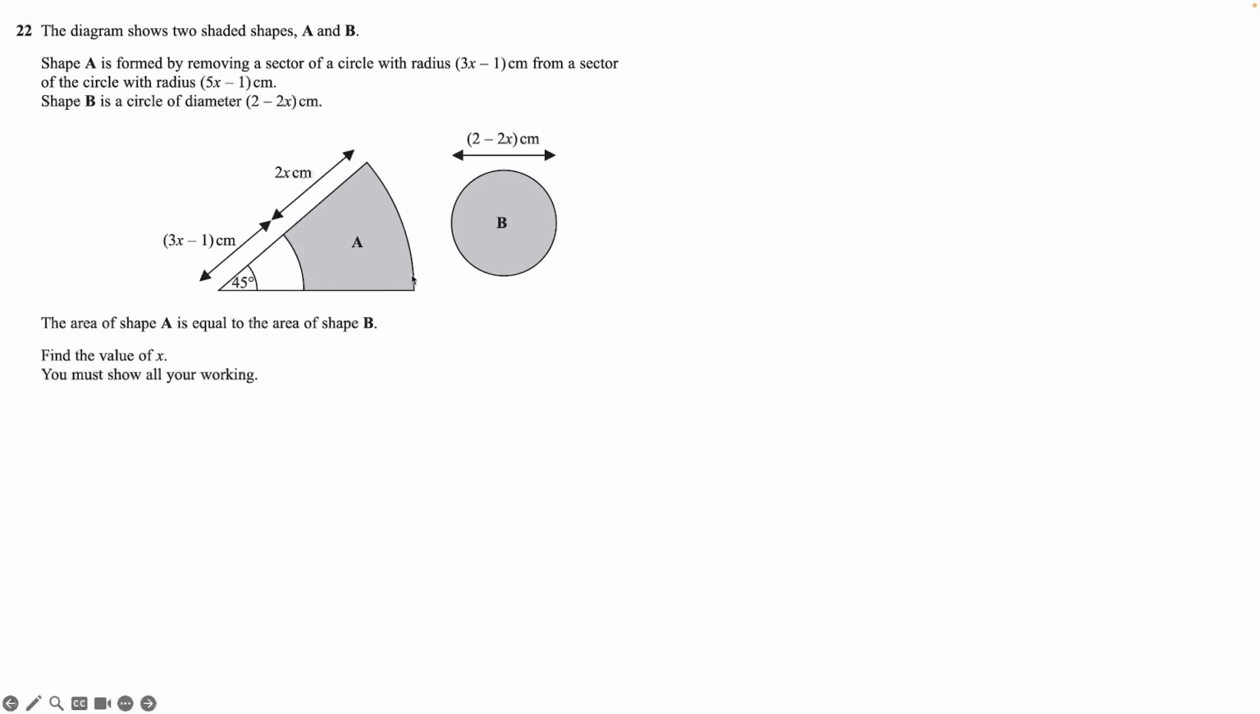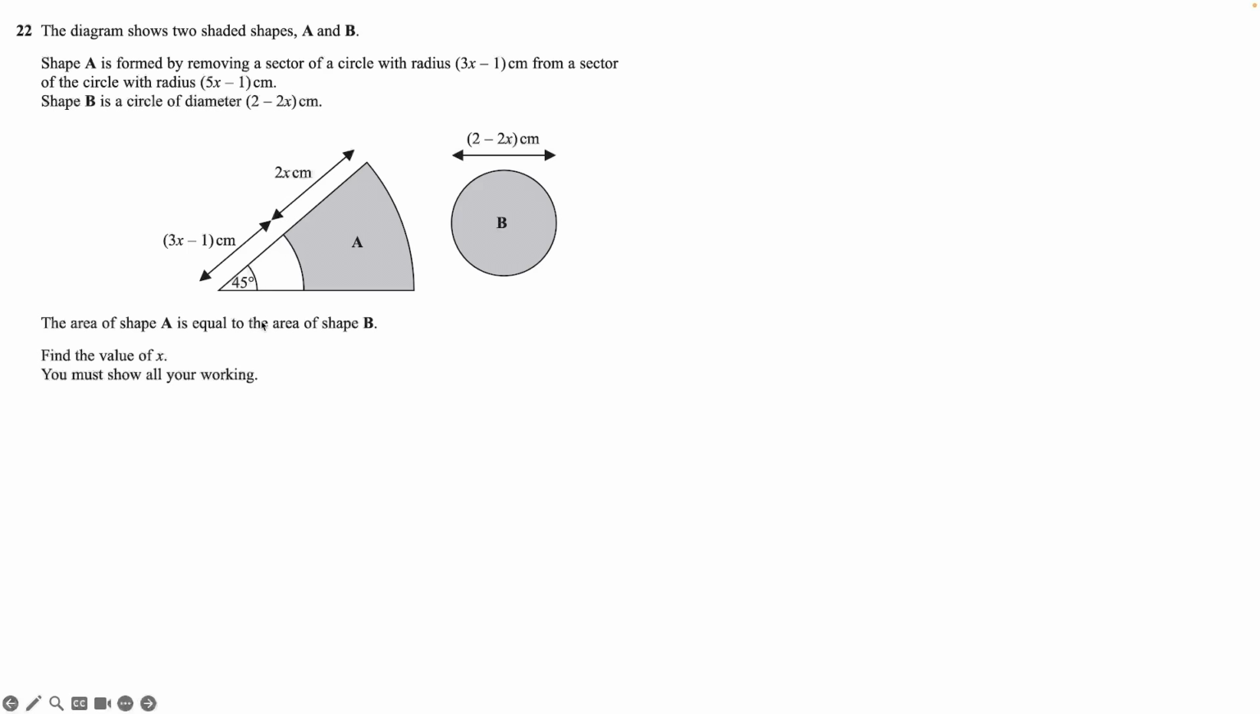Question 22. This question is quite difficult. The diagram shows two shaded shapes, A and B. So we get shape A by removing a sector, so a slice of a circle with the radius 3x minus 1, from the sector of a circle with the radius 5x minus 1. And then shape B is a circle of radius 2 minus 2x centimeters. We want the area of shape A to be equal to the area of B, and we need to find the value of x. Okay, well, the question gives us a ton of information, so let's just see what we can do with it.